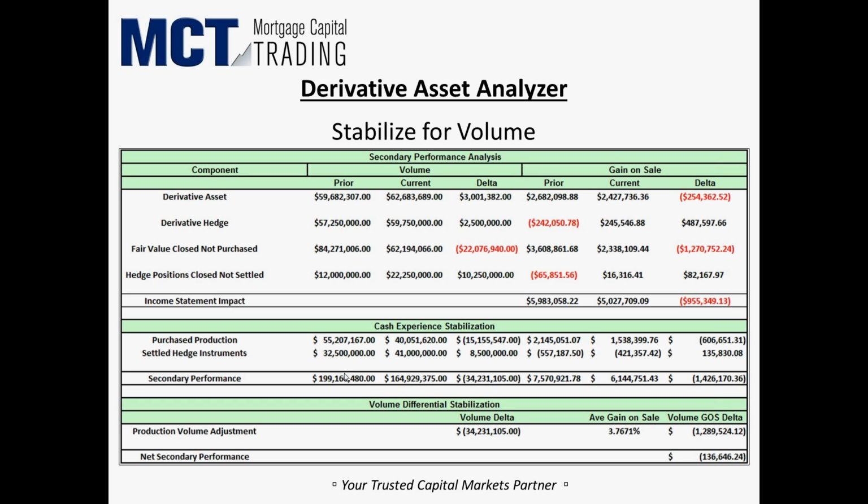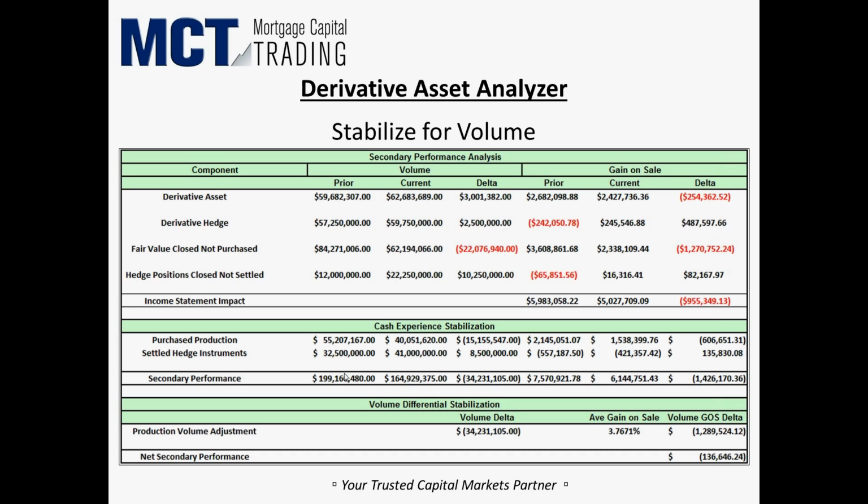So this is the last part of the sheet here, and you can see that we need to stabilize based on volume. So what does this say? Okay, so we've got a $34.2 million drop in the population of loans that we're doing the secondary analysis on month over month. Now we need to figure out what on average the loans were making. To the right of that negative 34 million, we've got a 376 basis point gain on sale. On average, this 199 million was making 376 basis points.